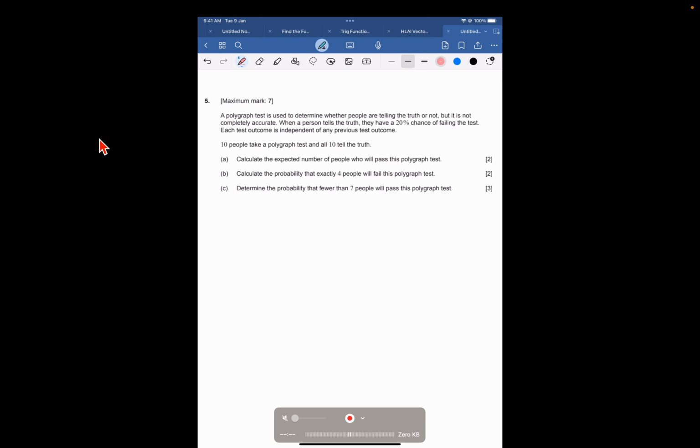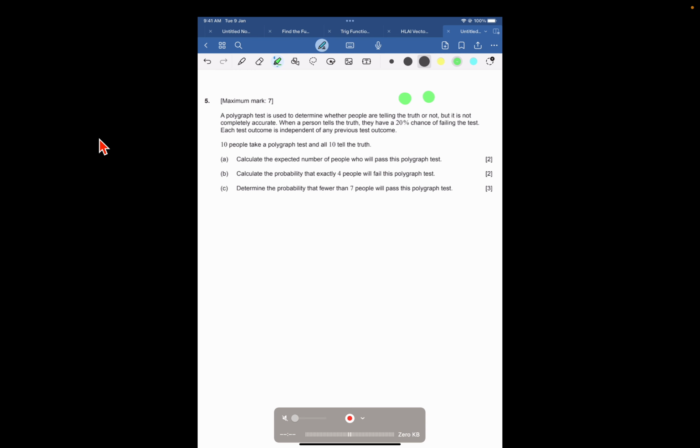Here's a SLAI question, and so we just go and read the question and see what's happening, right? A polygraph test is used to determine whether people are telling the truth or not. Okay, so it sounds like there's two outcomes here: truth or not. Maybe it's a binomial. It is not completely accurate. When a person tells the truth, they have a 20% chance of failing the test. Each test outcome is independent of any previous test outcome.